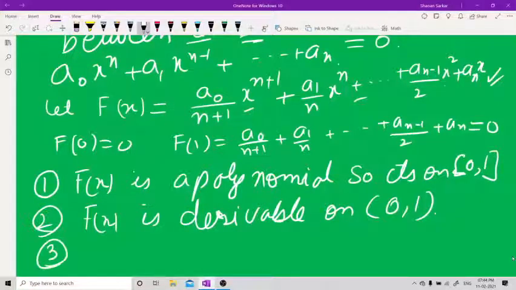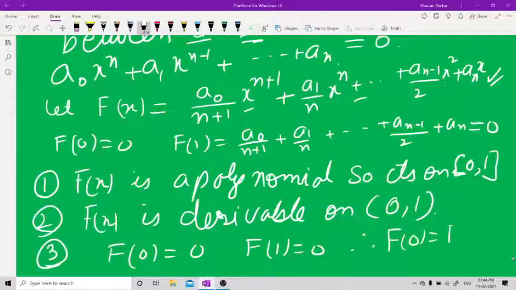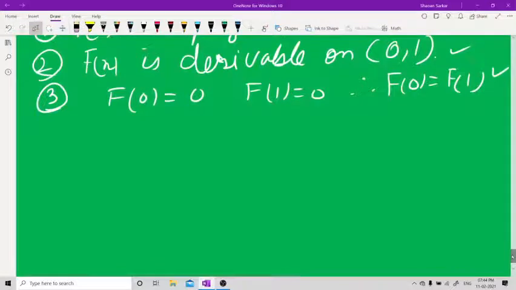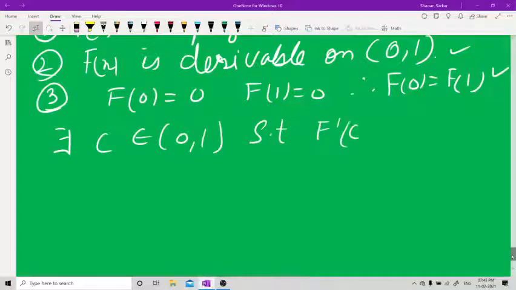Now I just told you, f0 is 0 and f1 is also 0. So that means f0 and f1 are same. So all the three conditions of Rolle's theorem are satisfied, and hence there exists a c between 0 and 1 such that f dash c is 0.